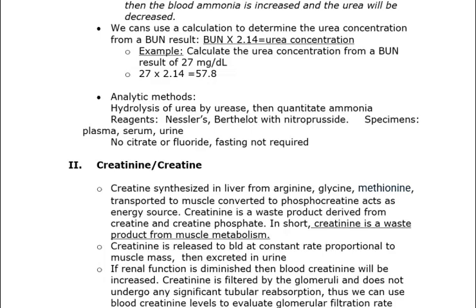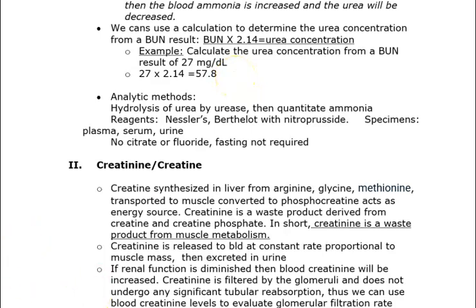We can use a calculation to determine the urea concentration from the BUN. It's BUN times 2.14 equals the urea concentration, and it gives you an example here. The BUN is 27, and you would multiply it times 2.14, and the urea would be 57.8.